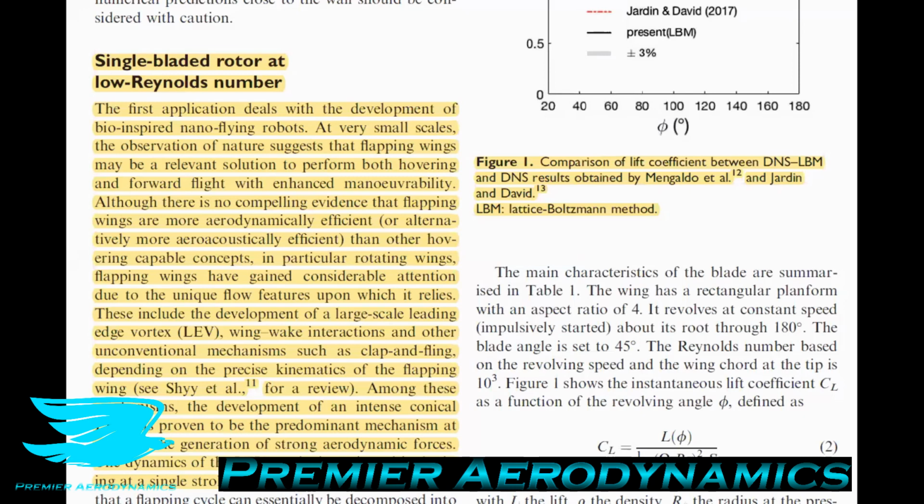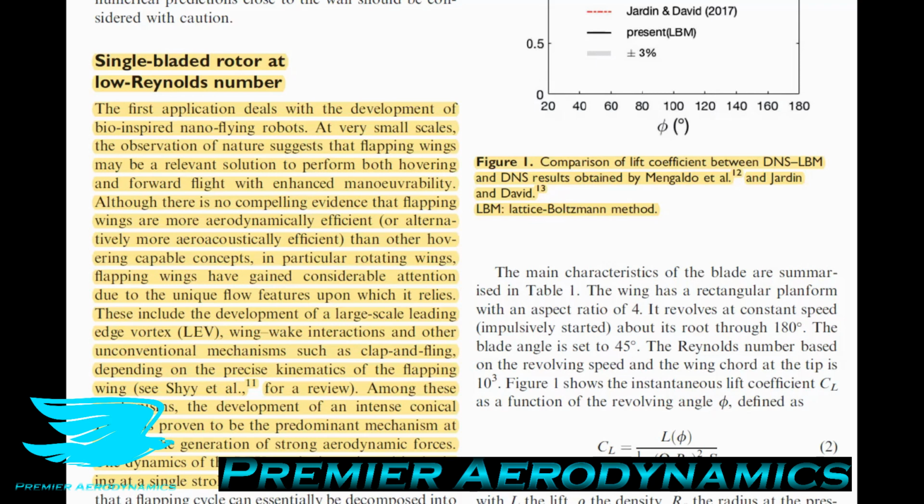So let's talk about how the LBM approach fares compared to the traditional Navier-Stokes CFD. The first one is a single-bladed rotor at low Reynolds numbers. So this is the DNS approach, as we mentioned earlier. The first application deals with development of bio-inspired nano-flying robots. At very small scales, the observation of nature suggests that flapping wings may be a relevant solution to performing both hovering and forward flight with enhanced maneuverability.